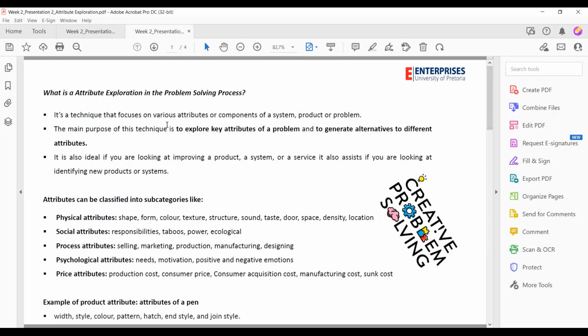Okay, then I've put in an example of product attributes where I've used a pen. So the attributes of a pen.